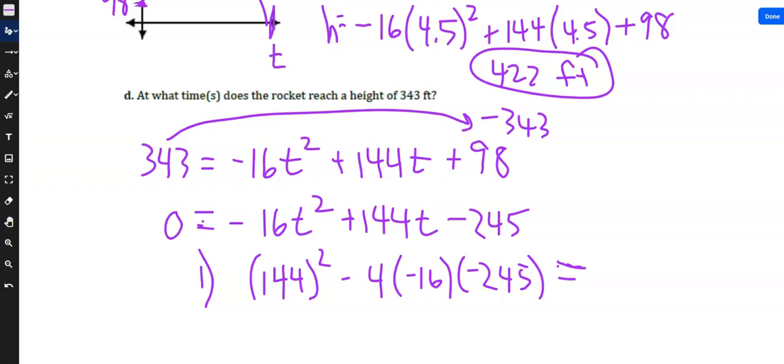422 feet. Sorry, I'm trying to type and talk at the same time. And I ain't being all that successful. I got 5,056.